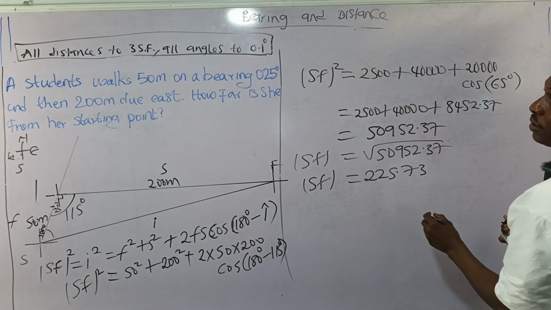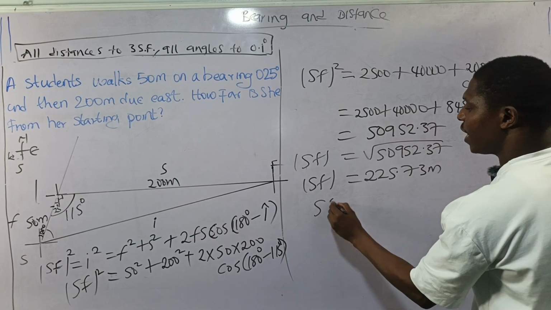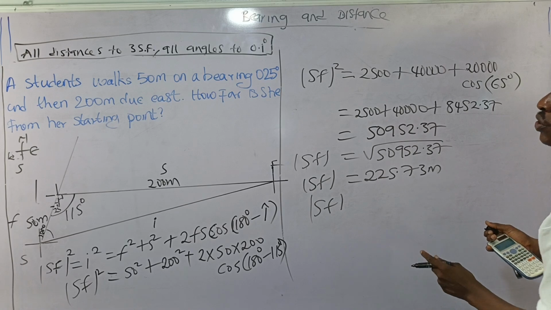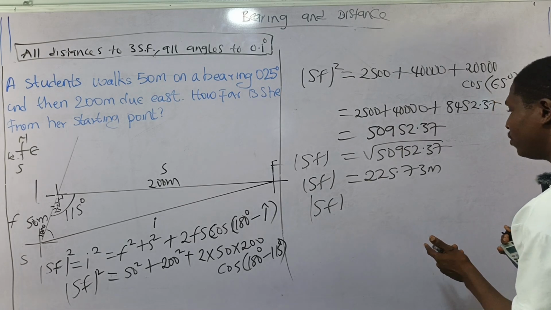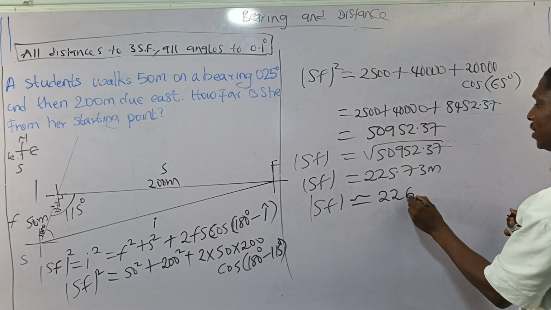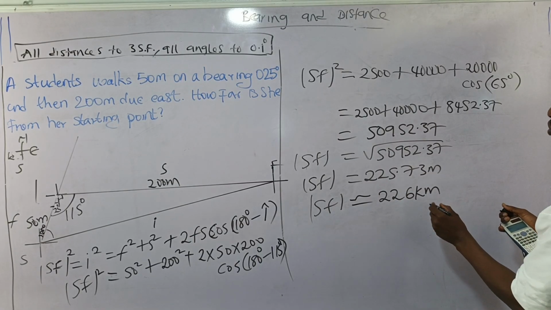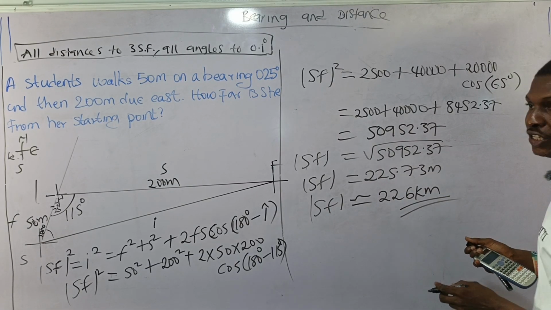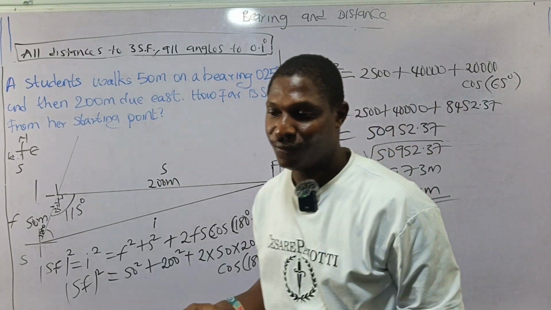225.73. Which unit? Meter. So XF, which is the distance of the starting point from my end point, will give me approximately 226 kilometers to 3 significant figures, and this is my answer. Thank you.